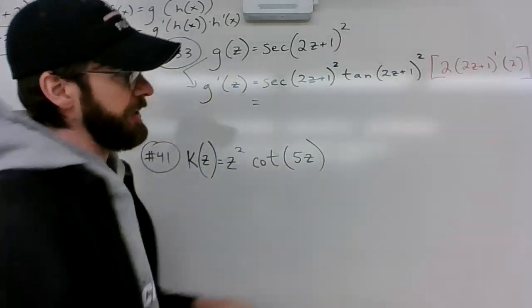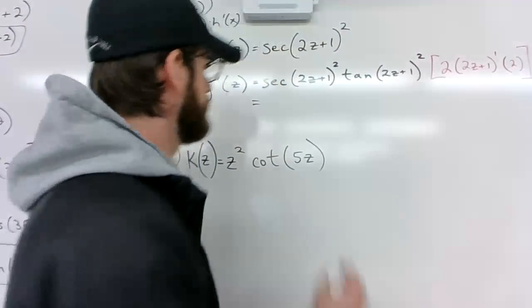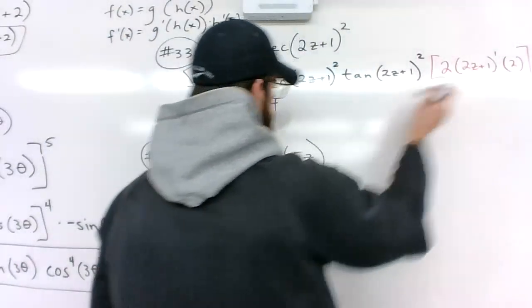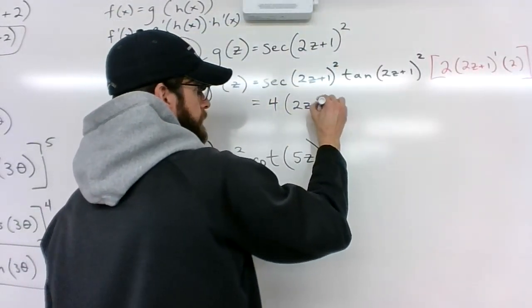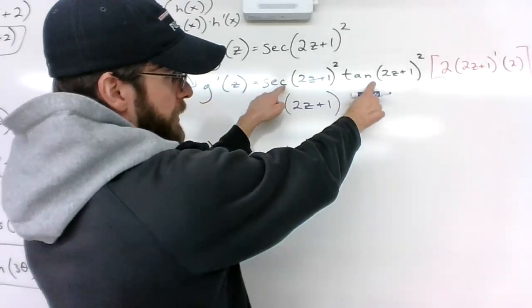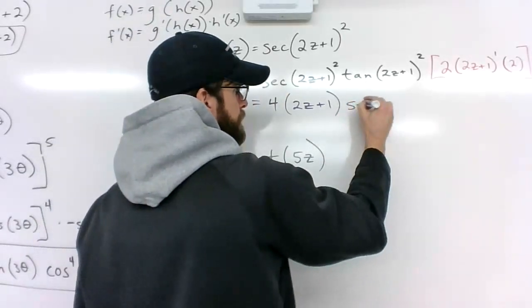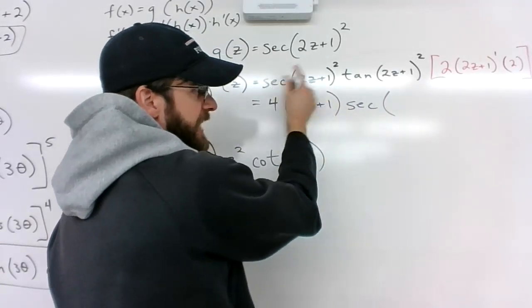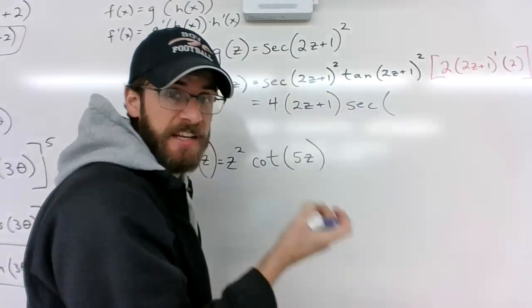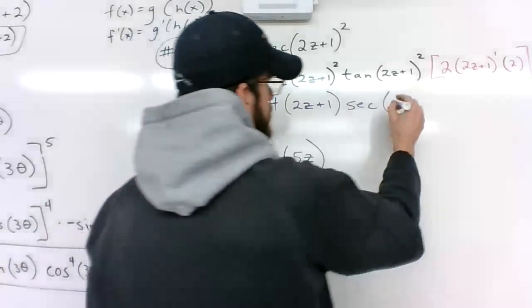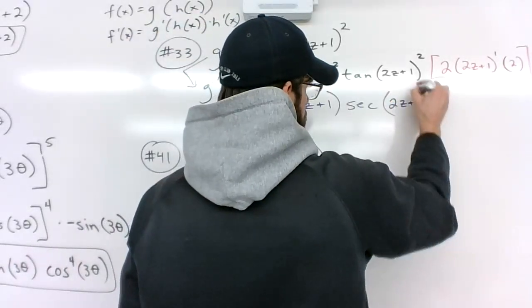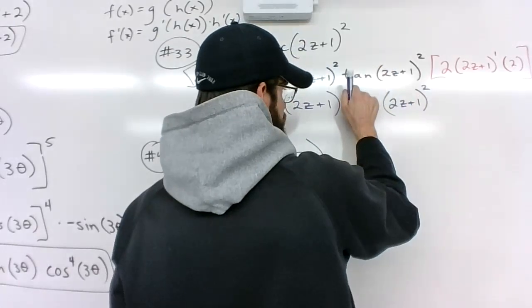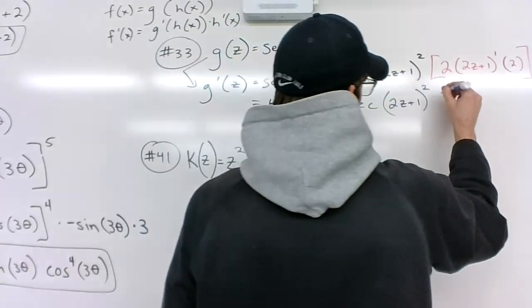So our final answer is going to be 4 times 2z plus 1, and then multiplied by our secant tangent. Now be consistent. Make sure you don't just put secant and then a blank spot. It is the secant of 2z plus 1 squared. Tangent of 2z plus 1 squared.